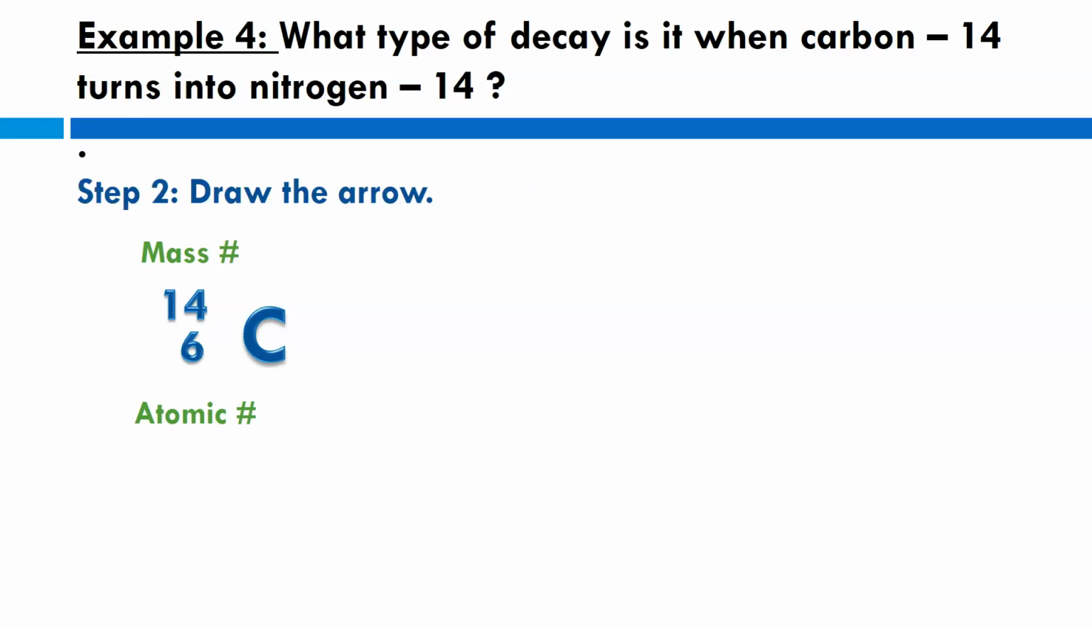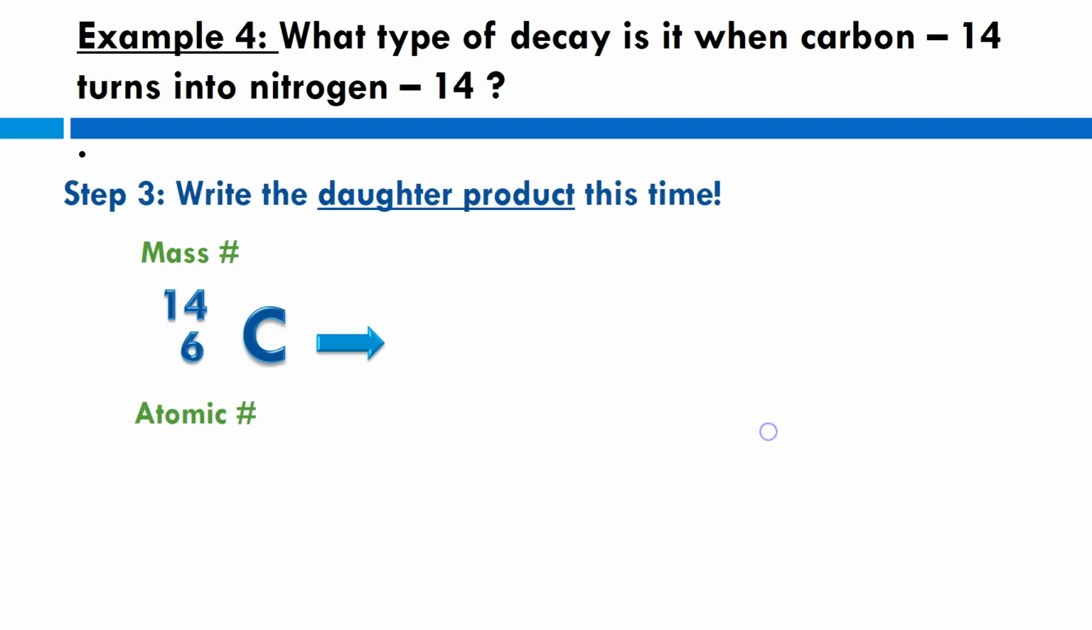Now I'm going to draw my arrow. This time, instead of drawing the decay particle, I'm going to draw nitrogen 14 because that's what they told me I had. Nitrogen has an atomic number of 7. It told me it was the isotope 14. I'm going to put a 14 up here.